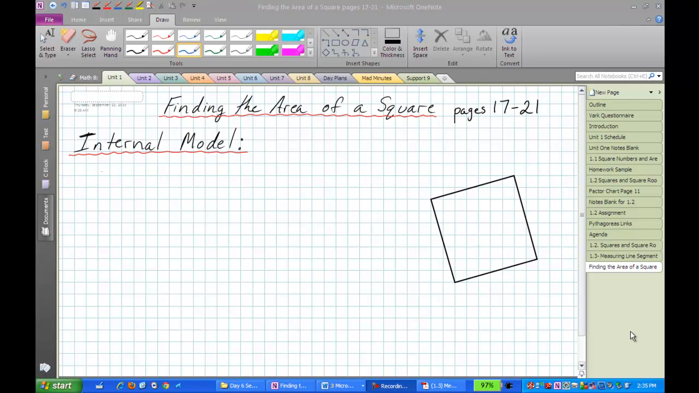Okay, for unit 1.3, which is what we're on, in order to find the area of a square without measuring, there's actually two methods that we can use. The first method is called the internal model. And what we need to know about this when we're looking at this square is that we can actually draw a smaller square inside this square.